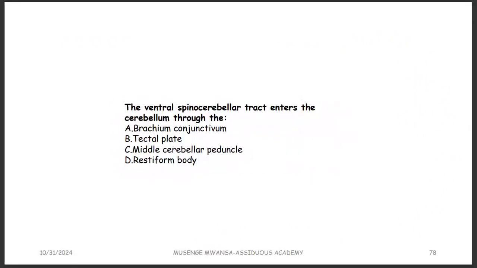So the ventral spinocerebellar tract enters the cerebellum through the. I think this was last year's exam. I don't know if that was the midterm or final exam. Brachium conjunctivum, tectal plate, middle cerebellar peduncle, restiform body. Which one can we pick?